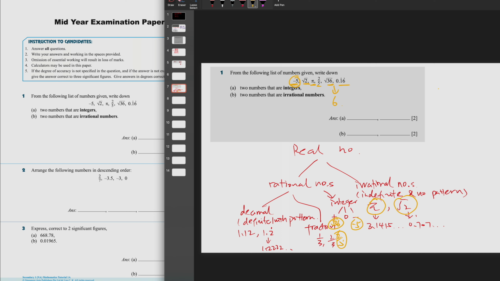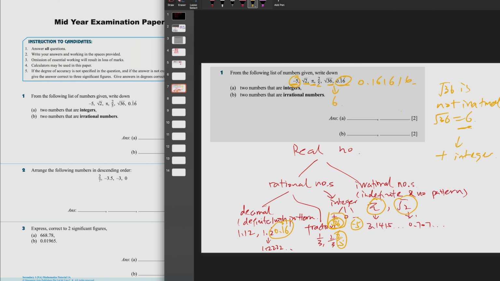And square root 36 is not irrational. Why? Because square root 36 is equal to 6, and clearly 6 is a positive integer. Therefore I put it under the positive integer here. And then for 0.16, this means 0.161616, and there is a pattern to it, and it's a decimal number, so I put it under decimal. Okay, so I have categorized them in this diagram.